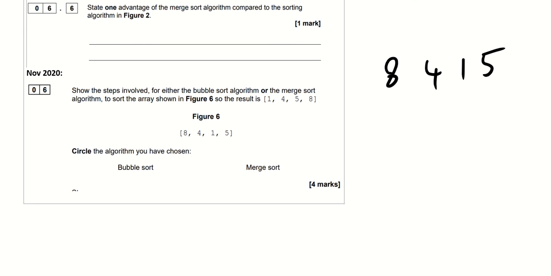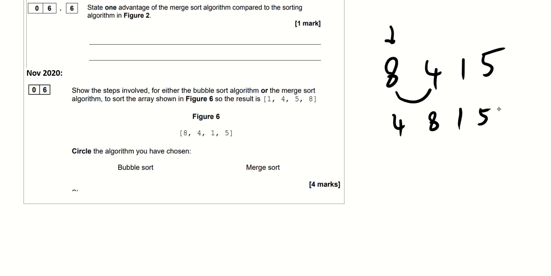So what we do is we start at the beginning of the list, which is position 8. And we compare 8 with 4. We say, is 8 bigger than 4? Or is 4 less than 8? And yes, it is, okay? So what we do is we switch those around. So we get 4 and 8 switched around, and 1 and 5 stay the same.